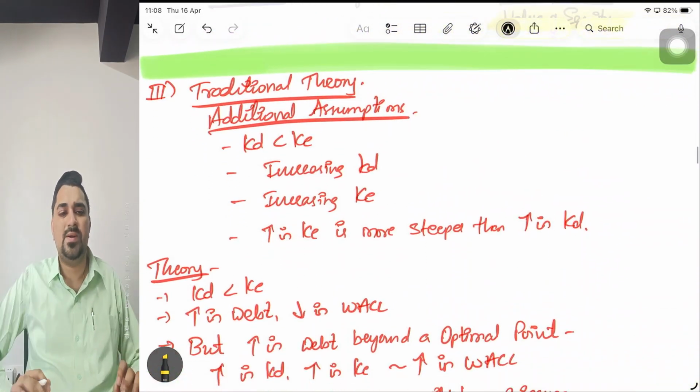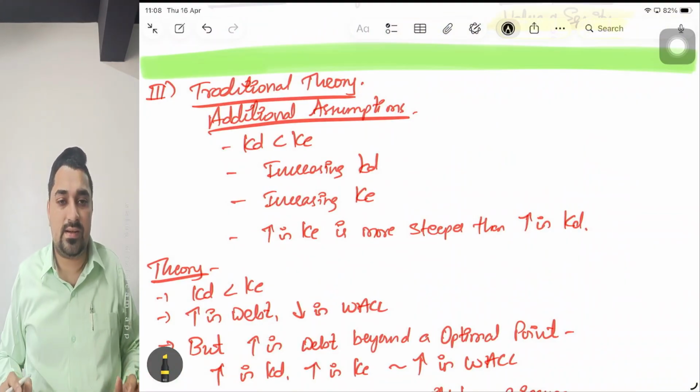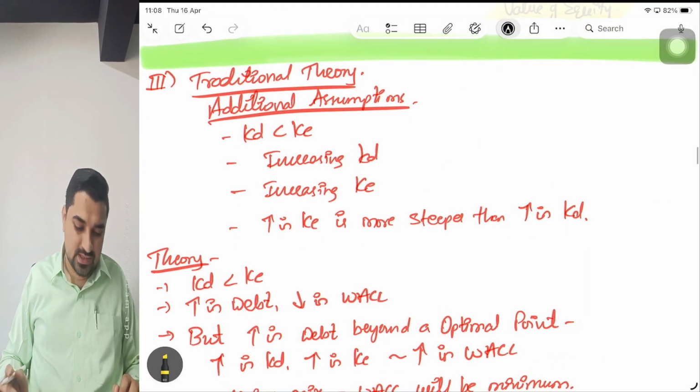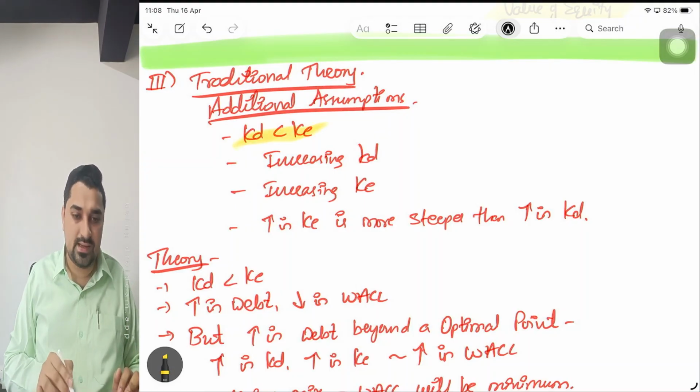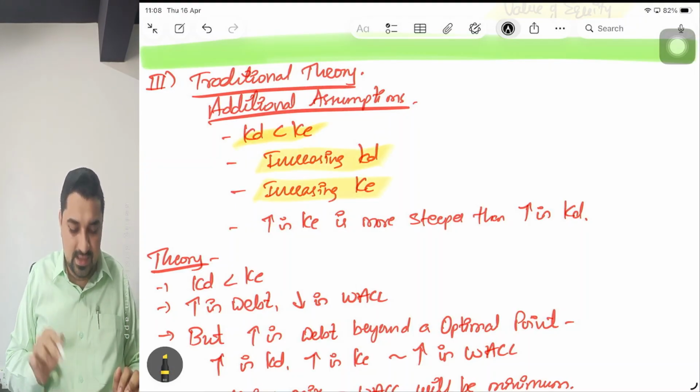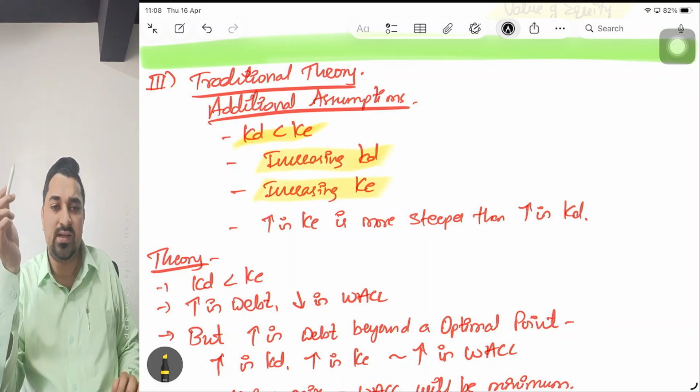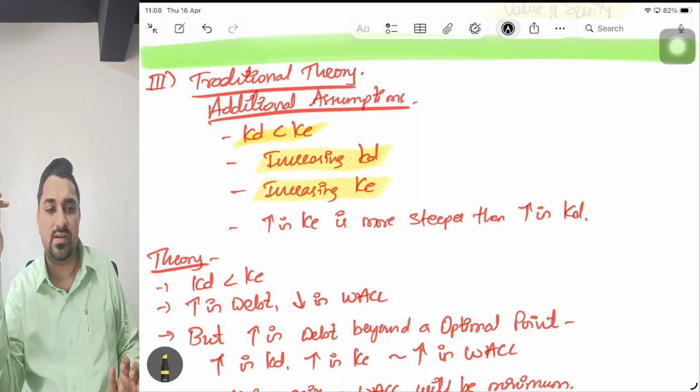Coming to the very practical approach, that is traditional theory. Again, what are the additional assumptions? These are in addition to the general assumptions. KD is less than KE. Here they are saying increasing KD, increasing KE. The first approach said everything is constant. KD is also constant, KE is also constant.